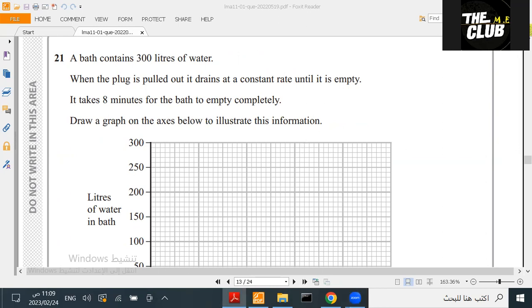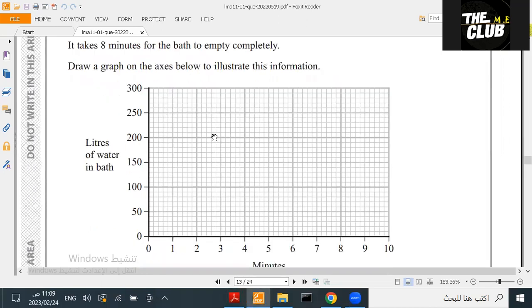It means the bath is filled with 300 liters, and the rate is constant and it empties in 8 minutes. When we draw a line on the graph, we'll do it like this. It will be a straight line, because it's a constant rate. It will go from 300 liters down to 0 liters at 8 minutes, like this. This is the line that shows that the liters will end up at the 8th minute. This is the idea of question 21.